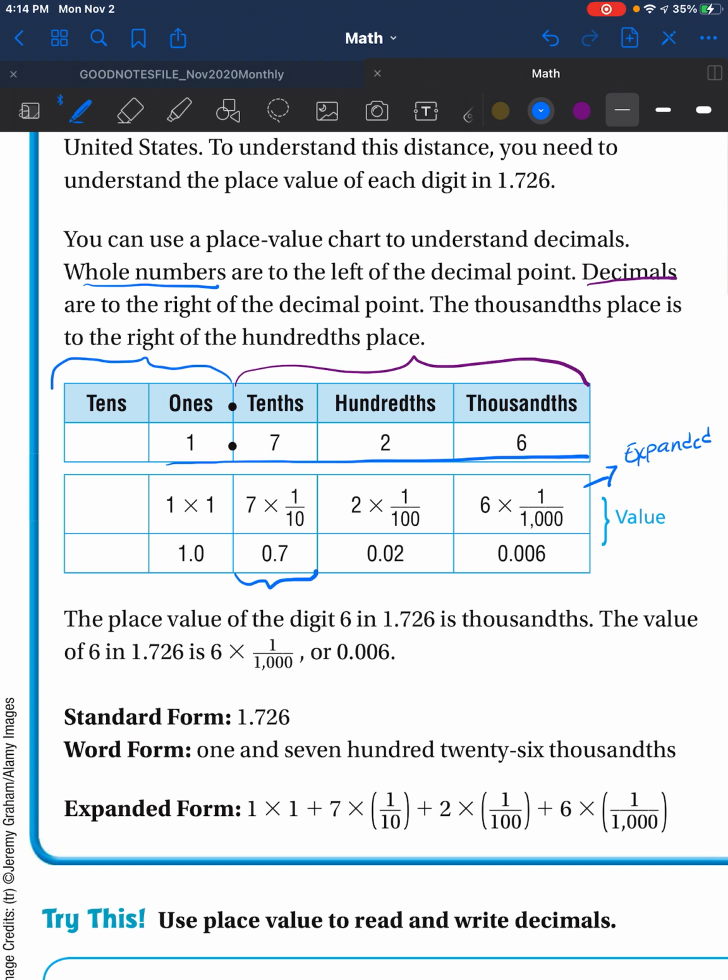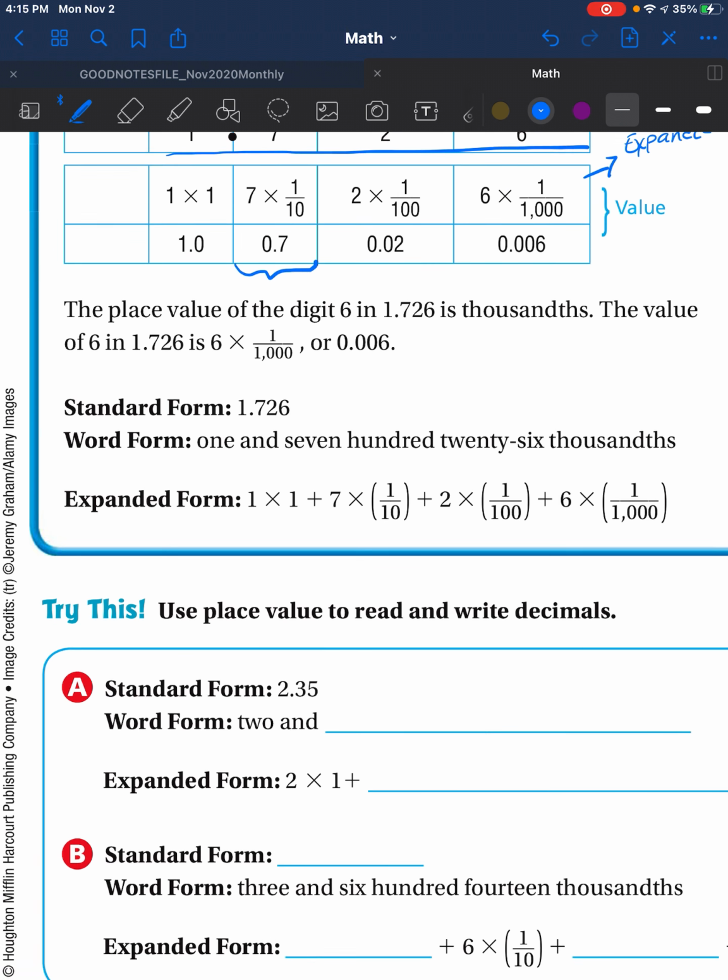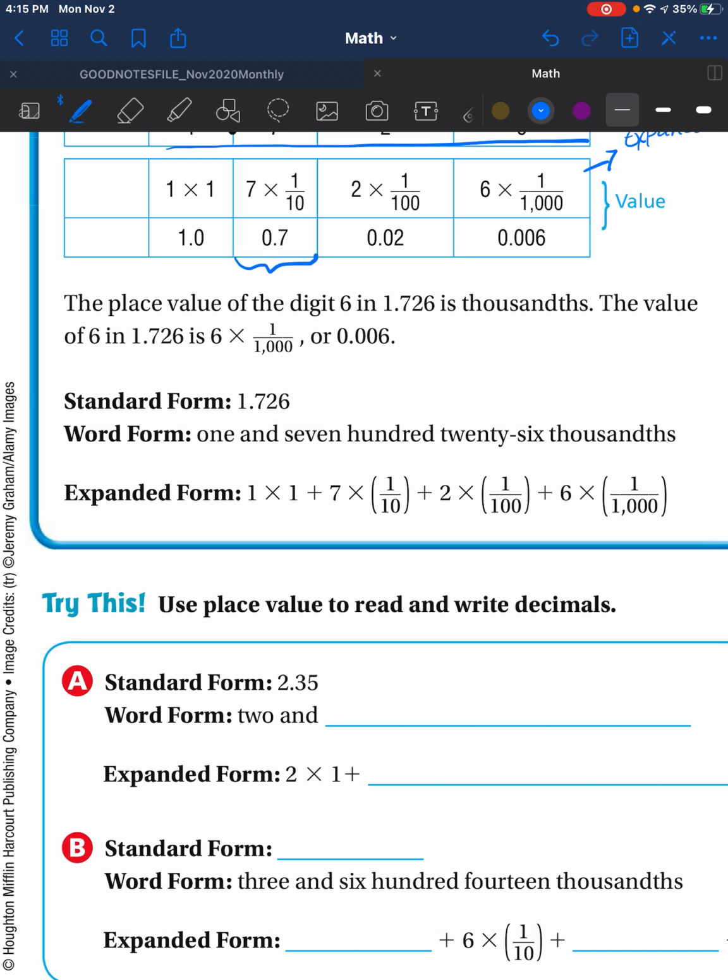So as you can see, if we go back to the expanded, it has 1 times 1 because 1 is in the ones place. For tenths, it has 7 times 1 tenth. Why? Because I have 7 tenths, and we talked about a tenth is represented as 1 tenth. Hundredths is 2 times 1 hundredth because I have 2 hundredths. 6 times 1 thousandth because I have 6 of them. Pretty self-explanatory, right? So here it says the place value of the digit 6 in 1.726 is thousandths. The value of 6, and we talked about it already, would be 0.006.